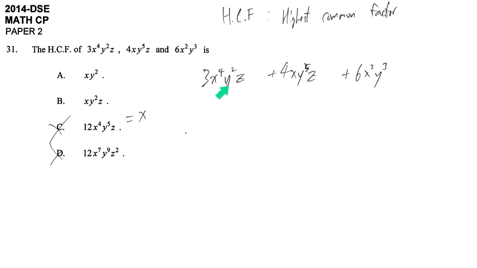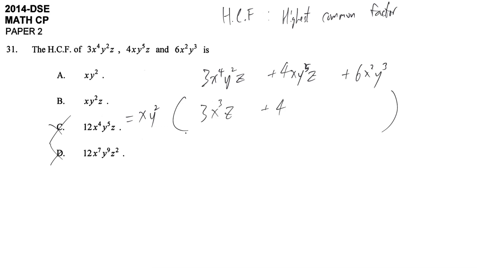After that, we check y. Y power 2, power 5, power 3. That means from each term, I can at most take out y squared, because it's limited by this term. And then c, we have c here, but we don't have c here. So c is not a common factor. It's not common because it does not exist in the last term. And then after that, we will use a bracket to write down what is left. So we will write down 3x power 3, c.